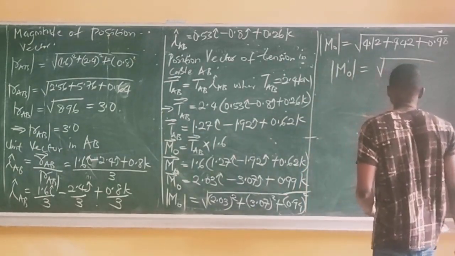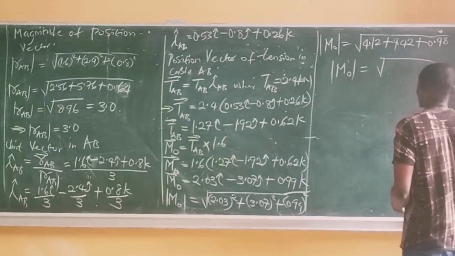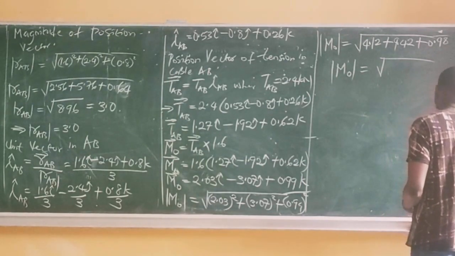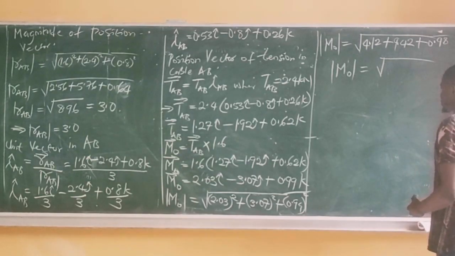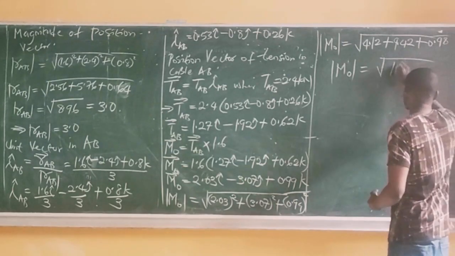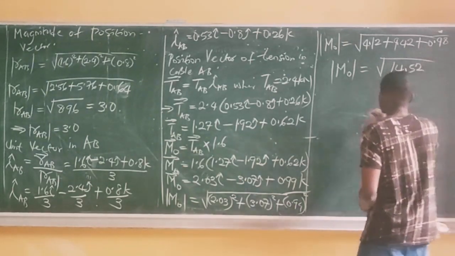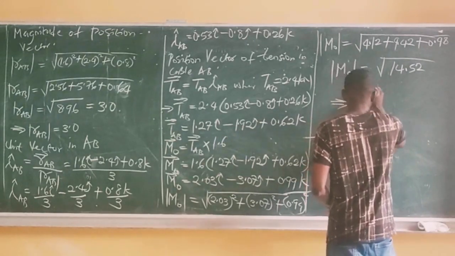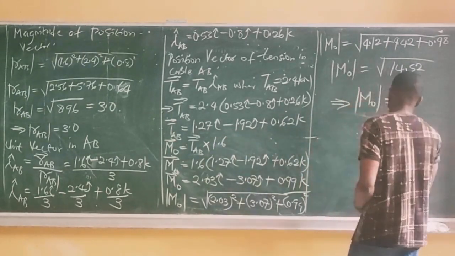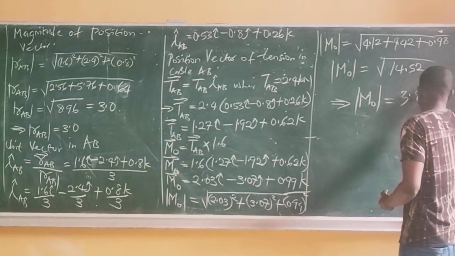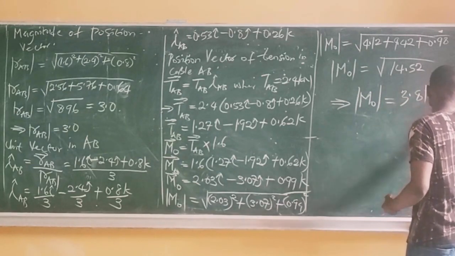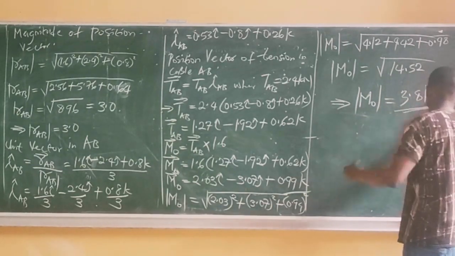Adding all of them: 4.12 plus 9.42 plus 0.98 gives 14.52. So the magnitude of the moment about point O is the square root of 14.52, which is 3.81 kilonewton-meters. That's the answer.